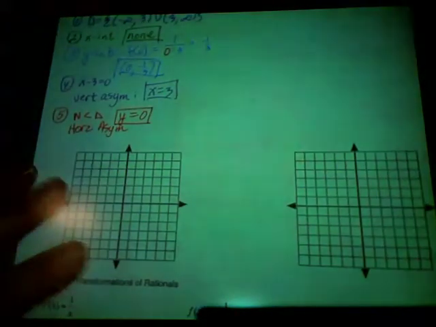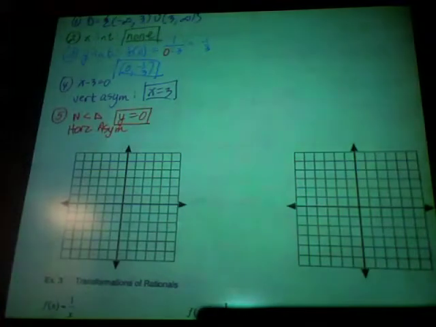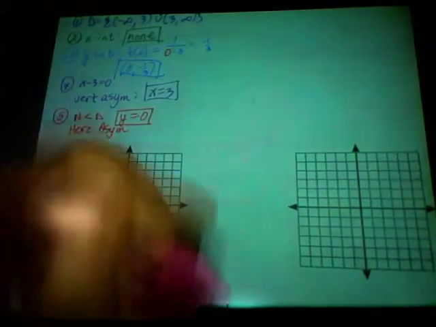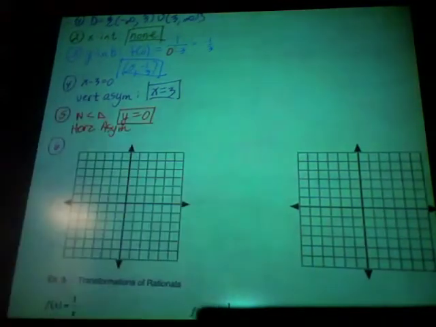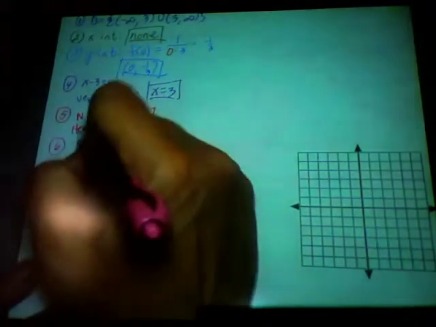Okay, what's left? Slant. Is there a slant asymptote for this one? The numerator degree has to be exactly 1 higher than the denominator, and we actually have the reverse, right? So aren't we going to put on here none? So none for the slant asymptote.